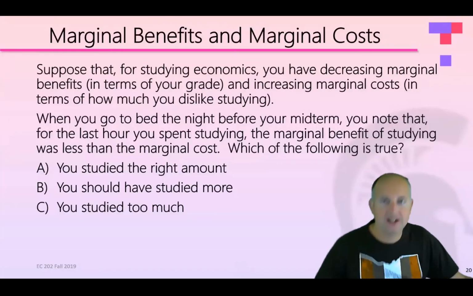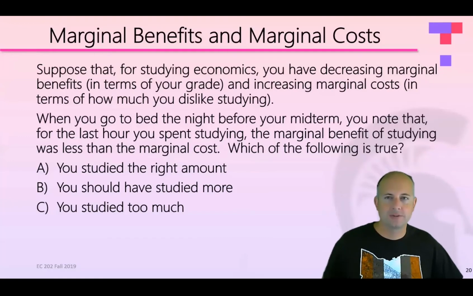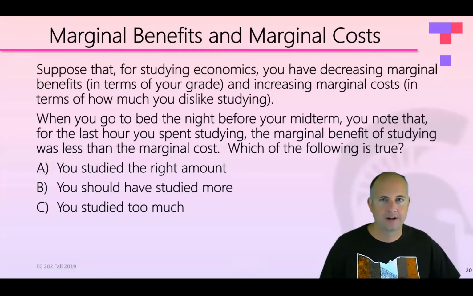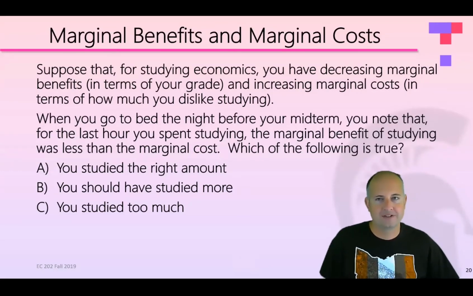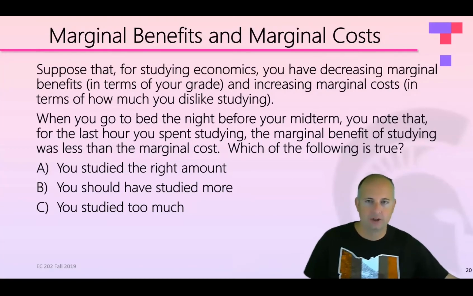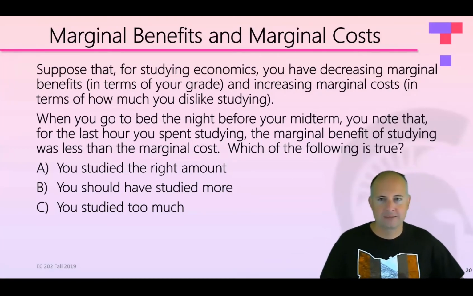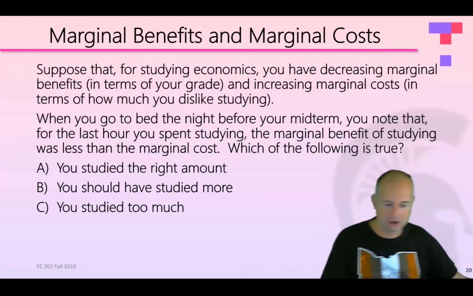Now let's try to apply this. Suppose that for studying economics, you have decreasing marginal benefits in terms of your grade and increasing marginal costs in terms of how much you dislike studying. When you go to bed the night before your midterm, you note that for the last hour you spent studying, the marginal benefit of studying was less than the marginal cost. Which of the following was true? You studied the right amount, you should have studied more, you studied too much.